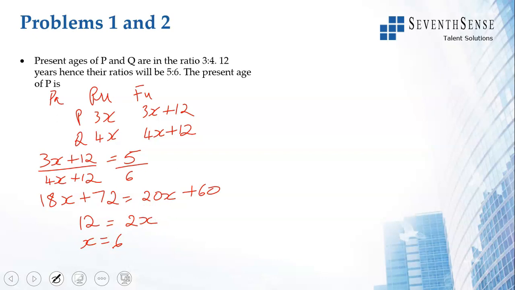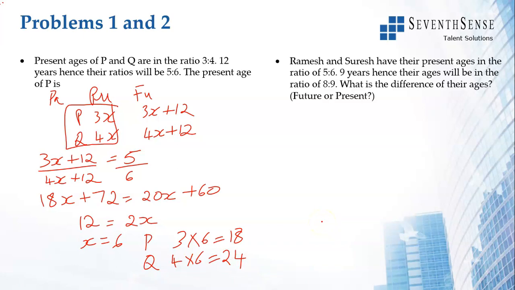So if you get 6, don't write that as an answer. Present age of P is 3x, so it will be 3 times 6, which is equal to 18. Present age of Q is 4x, 4 times 6, which is equal to 24. Let's look at the next question.